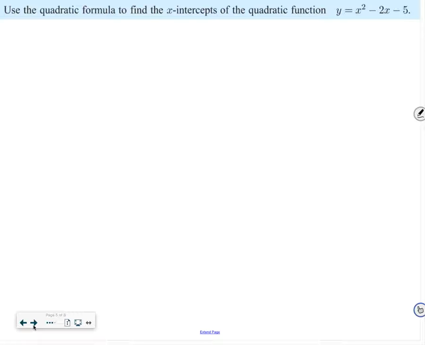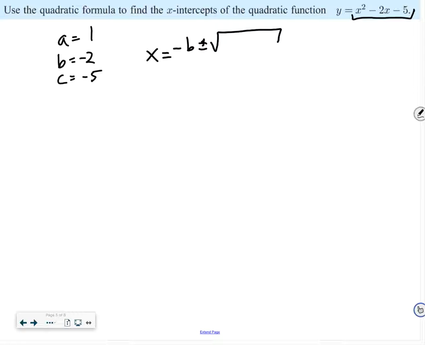So here, notice, I want to be able to factor this. So I'm going to find my x-intercepts by my quadratic formula. First I identify my a, my b, and my c terms. I have a is equal to 1, b is equal to -2, c is equal to -5. So my quadratic formula is x equals -b plus or minus the square root of b squared minus 4ac all over 2a. Now I substitute in my values.